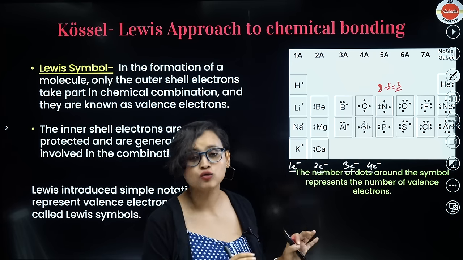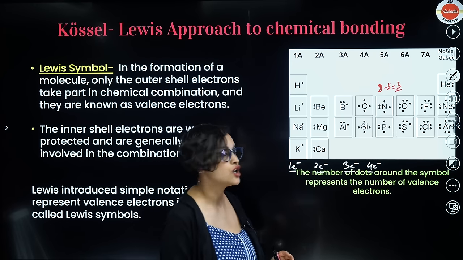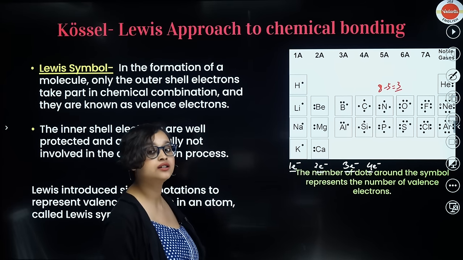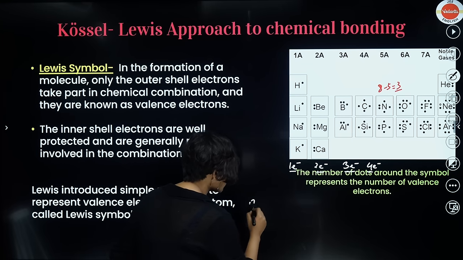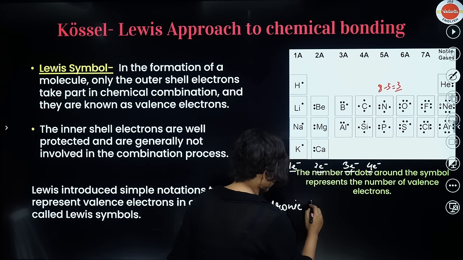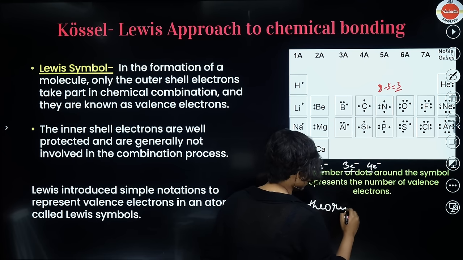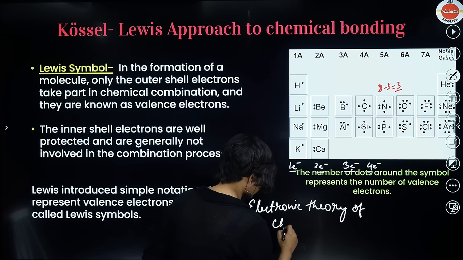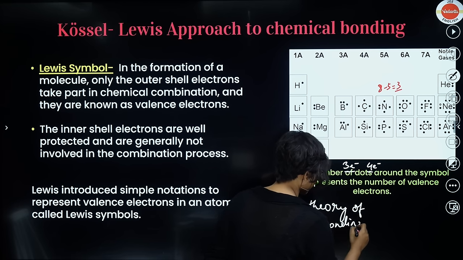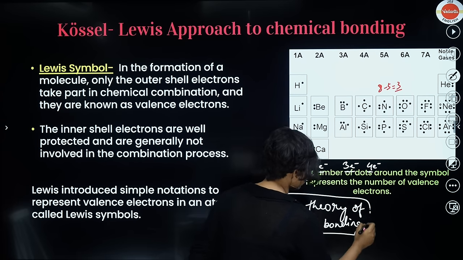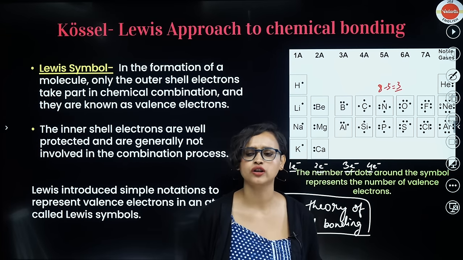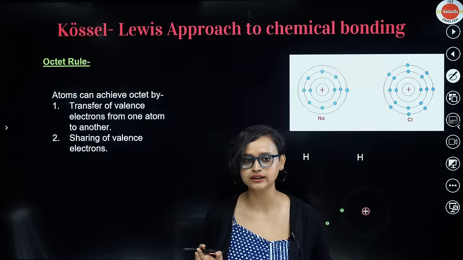Now, do you notice that Lewis was only talking about electrons? So, of course, we can call this whole thing the electronic theory of chemical bonding, correct? So, he also called it the electronic theory of chemical bonding. That's what he spoke about. People also started calling this the electronic theory of chemical bonding. Understood? Got it? Great.